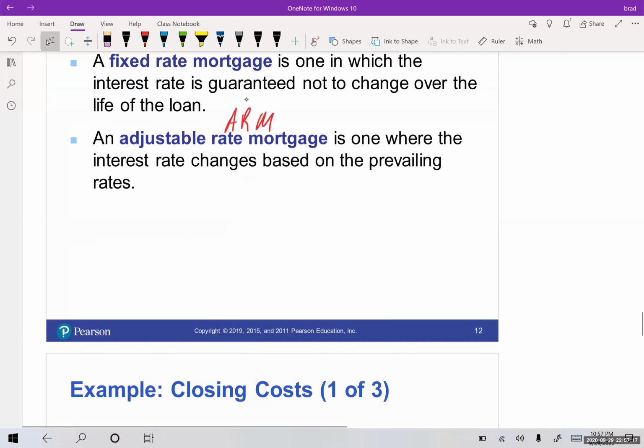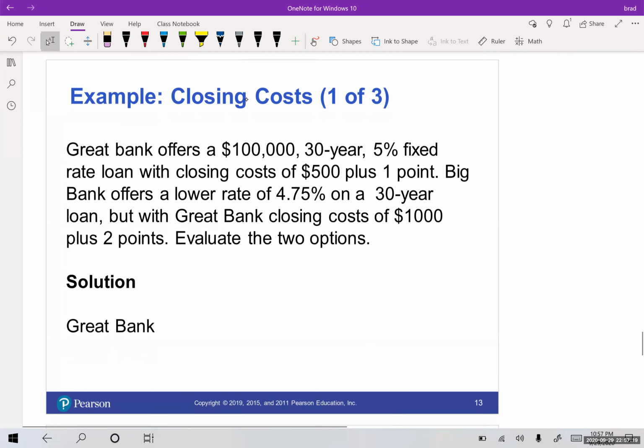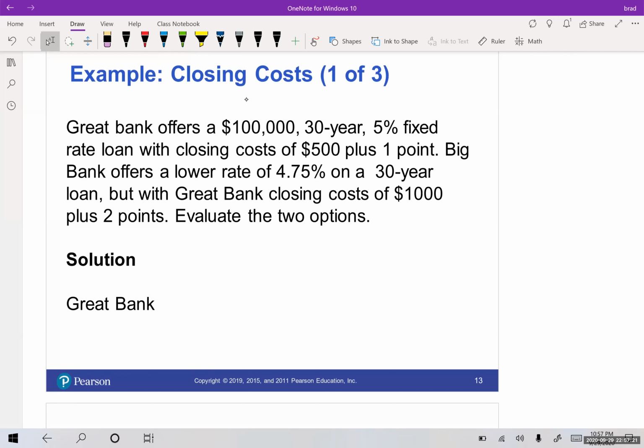But anyway, here's an example problem. Great Bank offers $100,000 through a 30-year 5% fixed rate loan with closing costs of $500 plus 1 point. Big Bank offers a low rate of 4.75% on a 30-year loan, but the closing cost is $1,000 plus 2 points. Evaluate the two options.